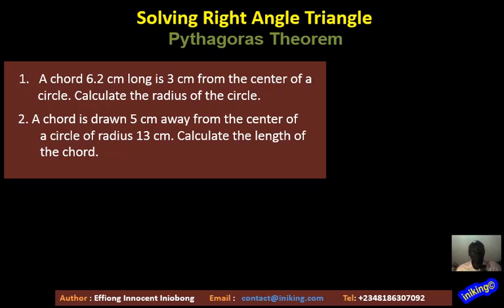Now, these two problems actually drag us into the circle. We are now going to look at how we can apply the Pythagoras Theorem in solving problems that result in a right angle triangle in a circle. To do this, first, what is a circle and what is a chord? We need to know what a circle is and what a chord is.